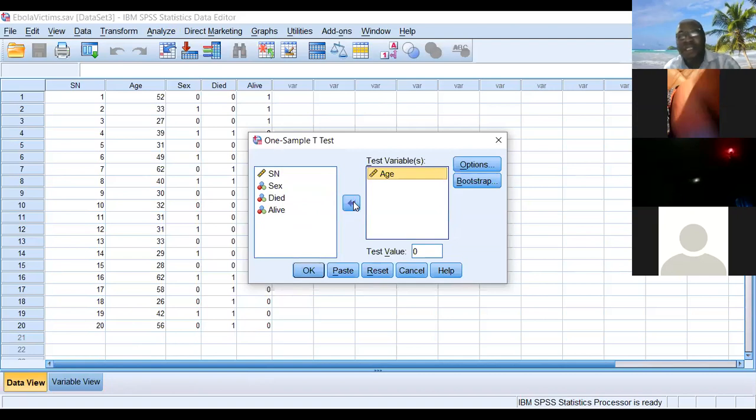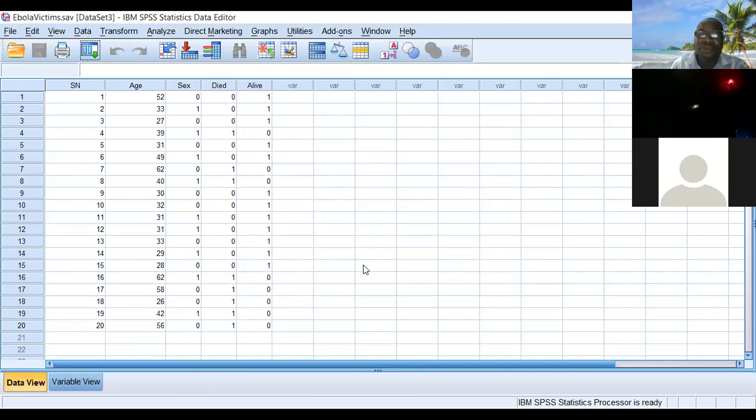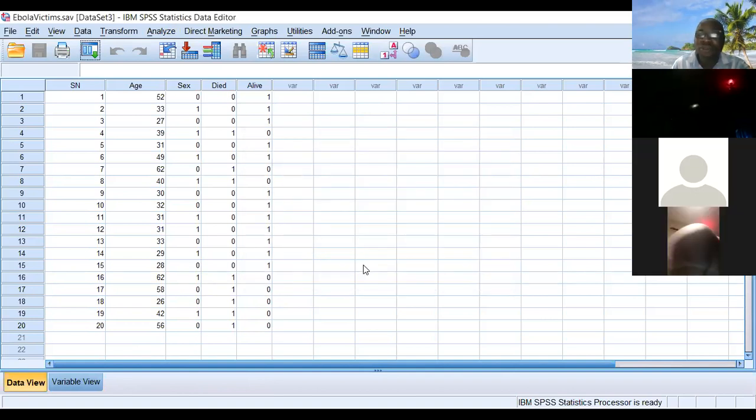Under test value, you put 0. So you now change it. Say the other one is 33. What you are comparing with the mean of this one is 33. You now put 33 there. So the mean you are getting from the literature that you are comparing with your own sample is what you put here. Very simple. I click OK. No options. There's no need here because the option there is something that is default. We'll go and check it later.